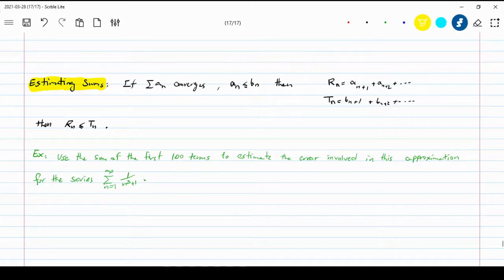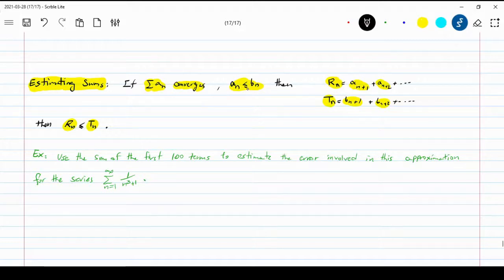Say you have a series of a_n's and you know this series is convergent, and a_n is less than some other series b_n. Then the tail of the a_n, which is R_n, if you remember, a_{n+1}, a_{n+2}, all those terms, is going to be less than the tail of the b_n's, which is T_n, because a_{n+1} is less than b_{n+1}, a_{n+2} is less than b_{n+2}, so each term is less than the other. What this tells you is that R_n must also be less than T_n.